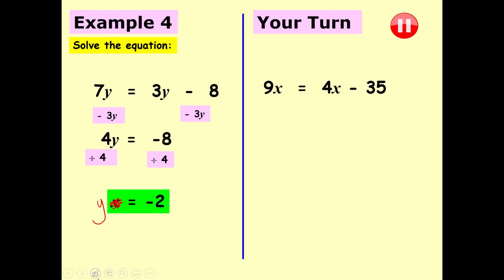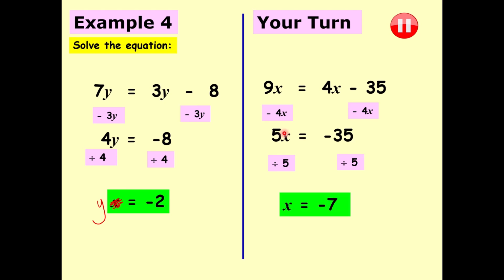Okay, let's go through the answer now. So we have an x term on the right hand side of the equation. We do not want it there, so we're going to take it away from both sides. 4x subtract 4x, we'll cancel each other out. 9x subtract 4x, we'll be left with 5x equals negative 35, because there's a negative in front of that sign, that number there. So then to get x on its own, we're going to divide both sides by 5 to get x equals negative 7.